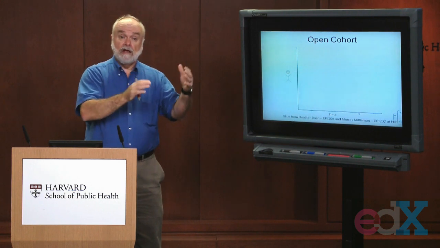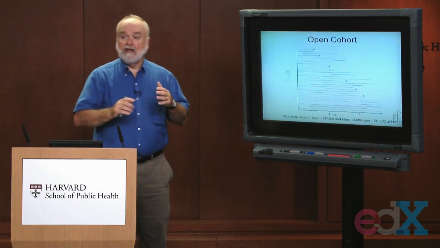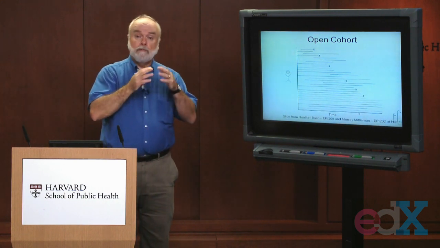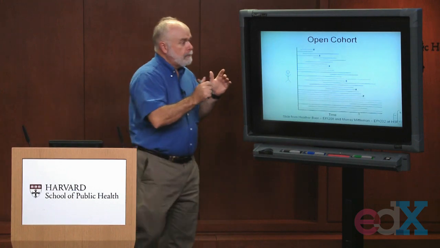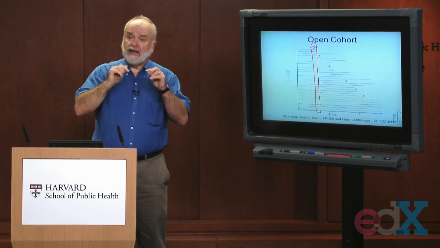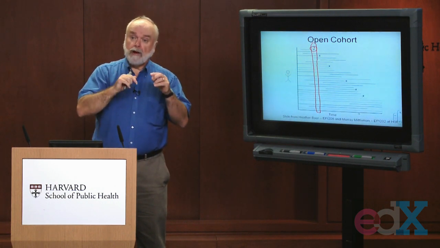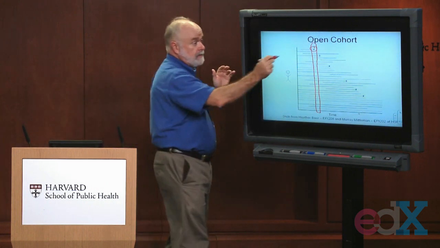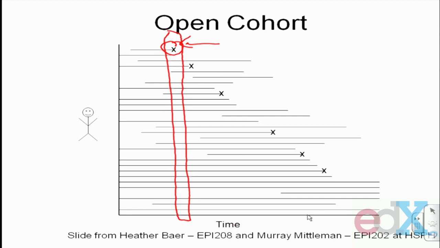Let's suppose the underlying cohort was open. Let's suppose all these lines represent people who were followed during time, and the X's represent people who became a case. So the very top person became a case of your disease at that particular point in time. So what we could do is look at that particular point in time, the time in which that individual became a case, and look at everybody else who was in the cohort at that time. Those people were at risk for becoming a case at that particular point in time, the time that that particular case happened to develop the disease.